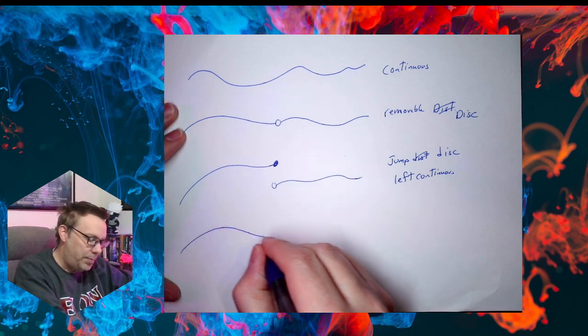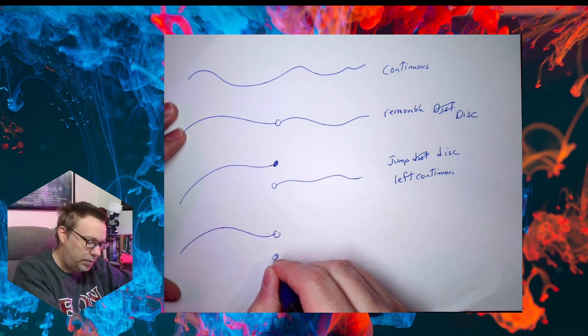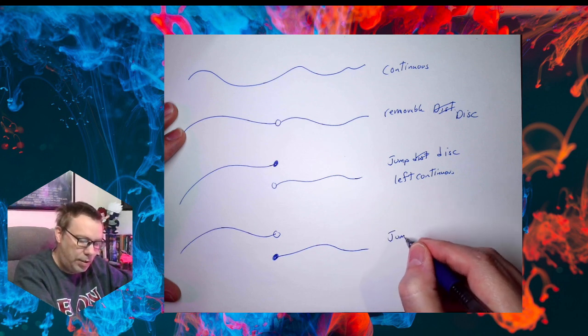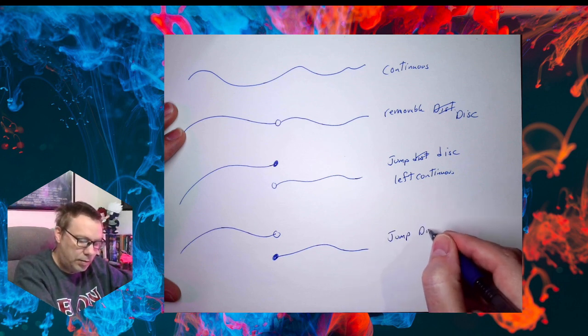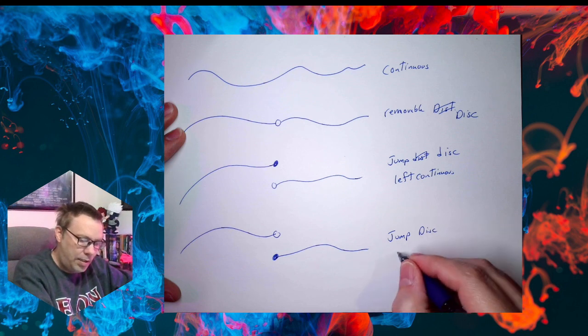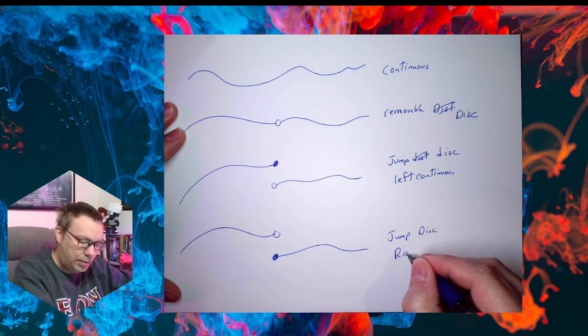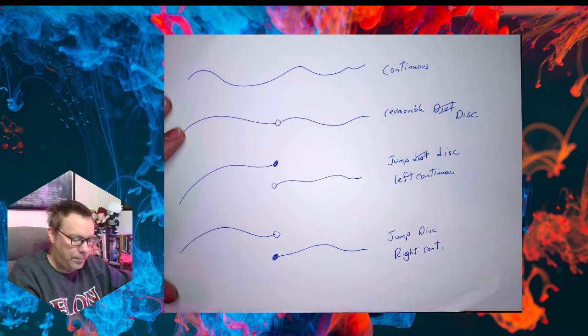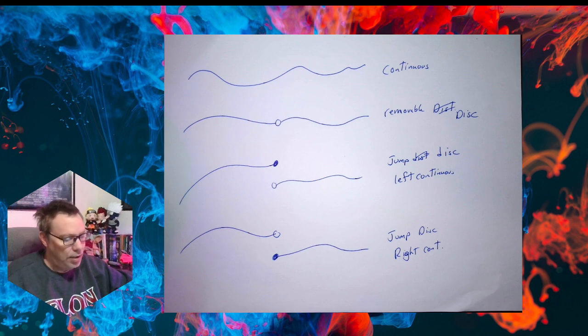Now, in a very similar fashion, we can have another jump discontinuity, and this is called a right continuous graph. The filled in dot is sitting on the right hand side.